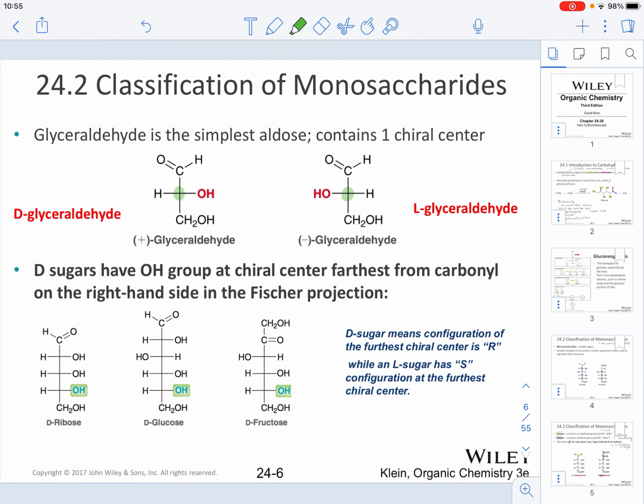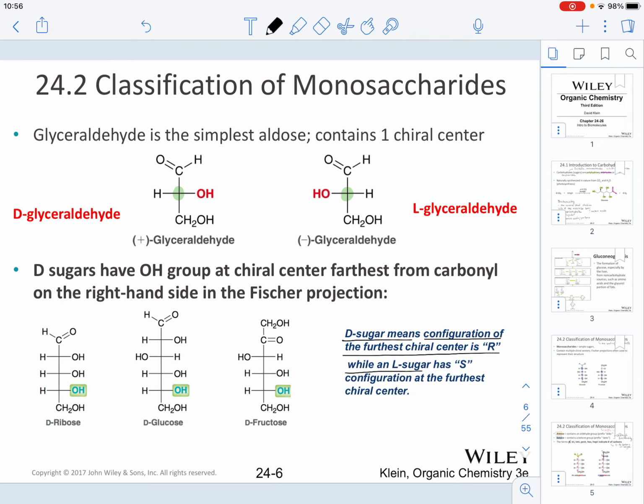When we look at this chiral center, in essence, we can see that one designation is D-glyceraldehyde, the other designation is L-glyceraldehyde. Now, understand that this D and L notation is actually related to R and S configuration. Because, as you can see here, a D sugar means that the configuration of the furthest chiral center is R, while an L sugar has an S configuration at the furthest chiral center.